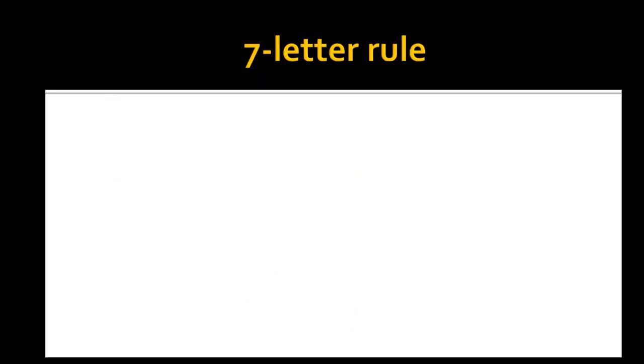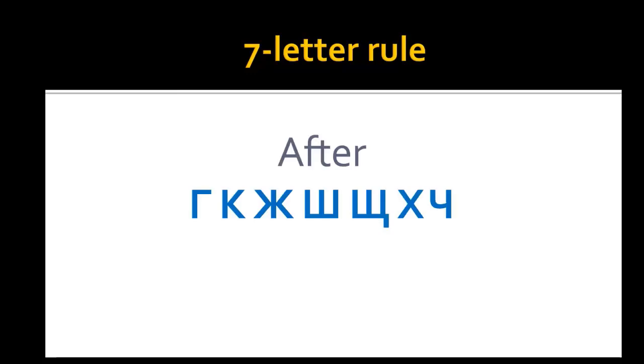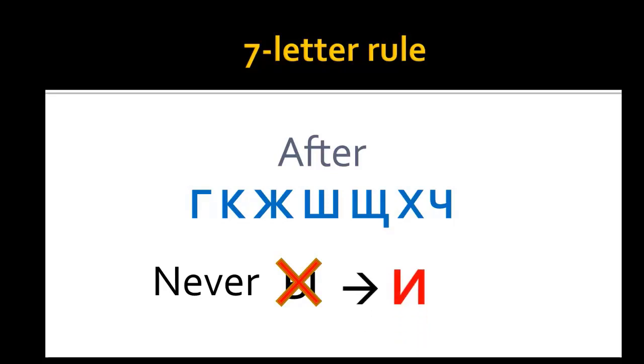There is one important rule that we need to remember for the genitive case. It's called the 7-letter rule. According to this rule, after consonants г, к, х, ж, ш, щ, and ч, we can never write the letter ы. If for the word inflections we need to do it, we have to replace it with the vowel и.